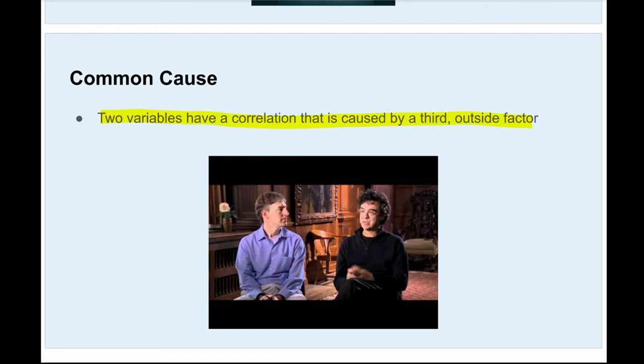The same thing can be said for polio. A lot more interactions, kids are interacting with each other outside. The higher temperatures kind of breed bacteria and stuff like that. So in common cause relationships or correlations, even though there's a correlation between the two variables, it is usually caused by an outside or a third factor that we haven't looked at.